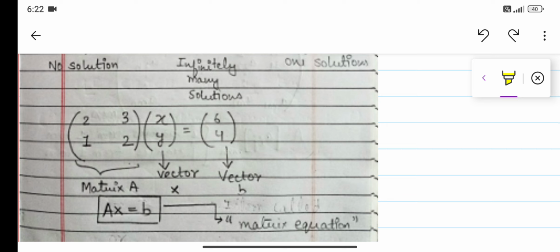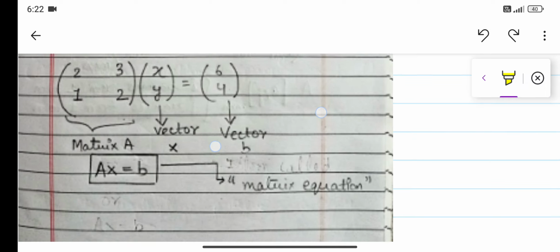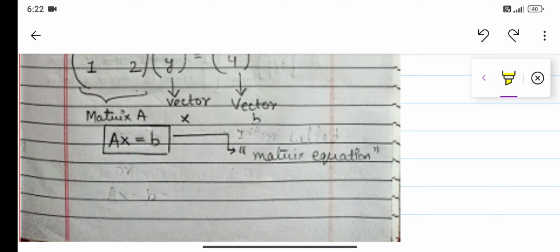And I like calling this equation Ax equals b. So a matrix multiplied by a vector consisting of the variables x and y equals a vector b, which has two elements, element 6 in its first row and element 4 in its second row, right? So Ax equals b is the matrix equation.